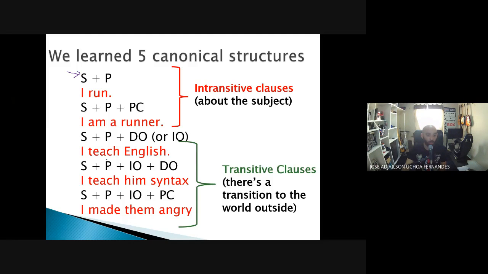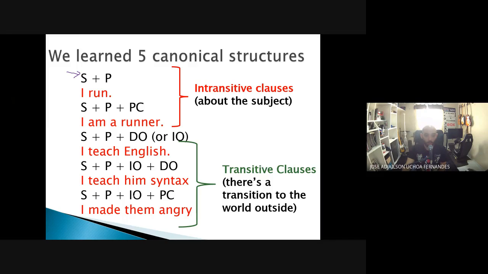We also learned a structure with subject, predicate. Sorry, when I said predicate, I beg your pardon, predicator. Subject, predicator, indirect object, and direct object, like I teach you syntax, or I teach him syntax, in which him is the direction of my teaching, and syntax is what I teach. So it's another pattern.